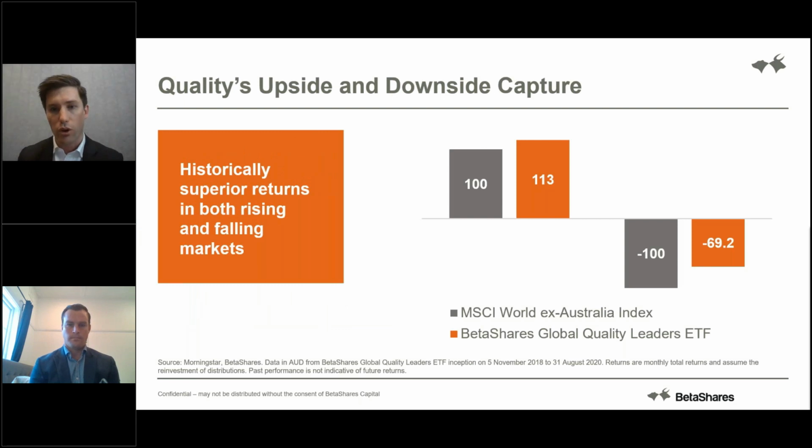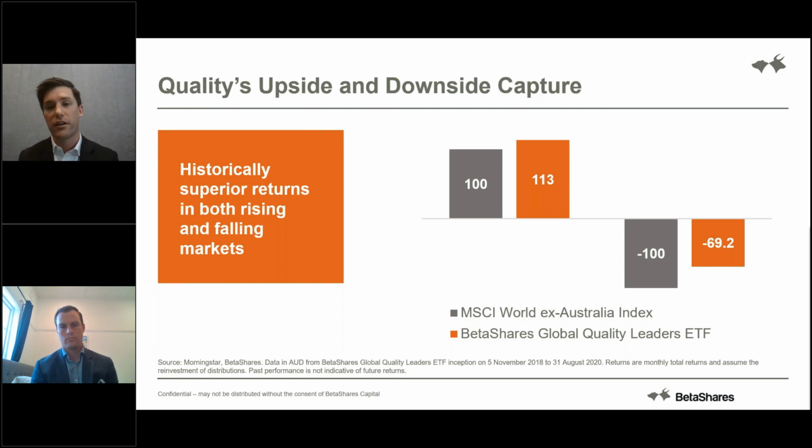In terms of showing what quality does in various market conditions, I like to look at the upside and downside capture ratios. And we have that here for the BetaShares Global Quality Leaders ETF, which tracks a quality index, the iStocks Global Quality Index. This ETF has the ticker code QLTY. What this shows is that in months where the MSCI World rises, for every 1% rise, or 100 basis points, QLTY, that ETF, has risen by 113 basis points.